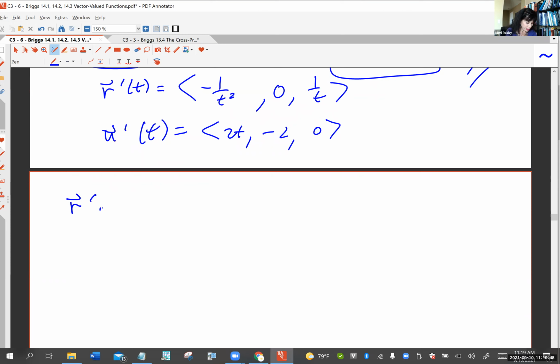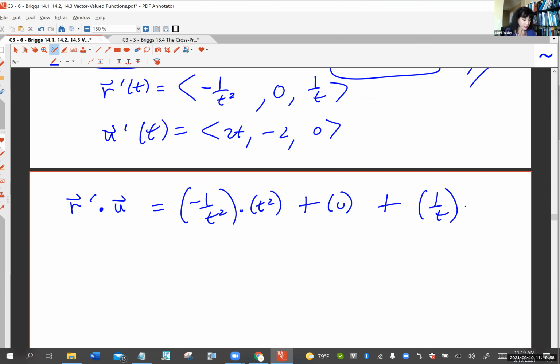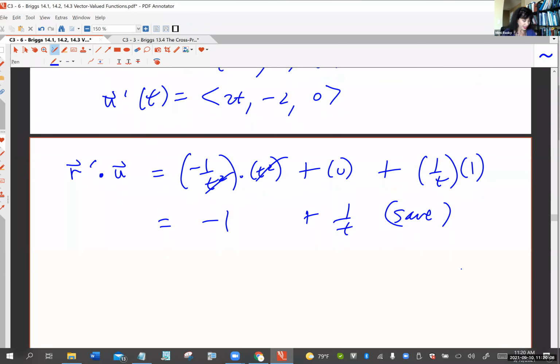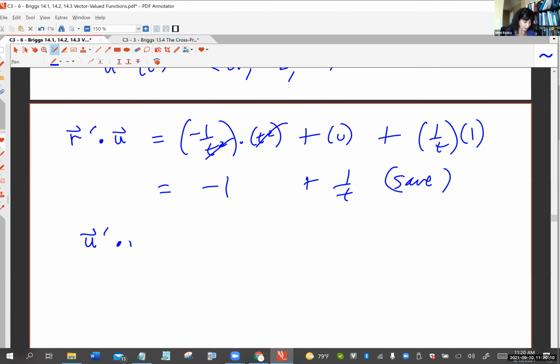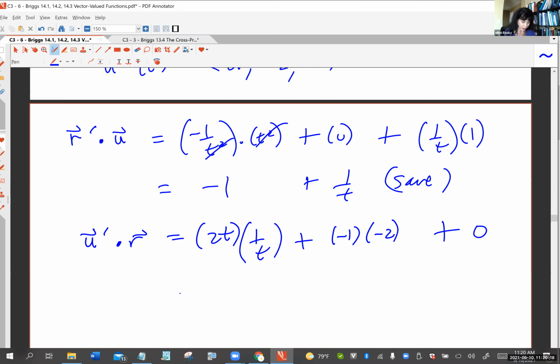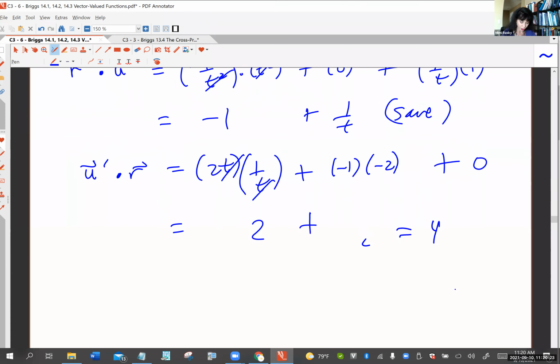So r prime dot product with u is going to be negative 1 over t squared times t squared plus 0 plus 1 over t times 1. And so I'll do a little bit of reducing here. The t squareds cancel and I get that. So sort of save this for later. And then the other term is u prime dot product with r. So I'll do that. 2t times 1 over t plus negative 1 times negative 2 plus 0. The t's cancel here. I get 2 plus 2. Oh, that's nice. 2 plus 2 equals 4.